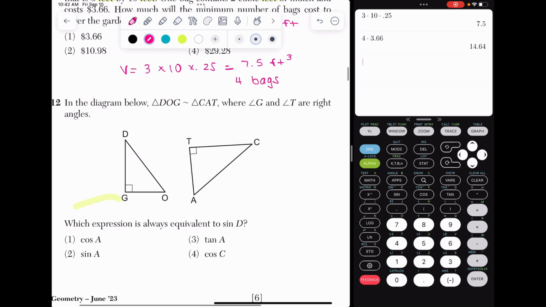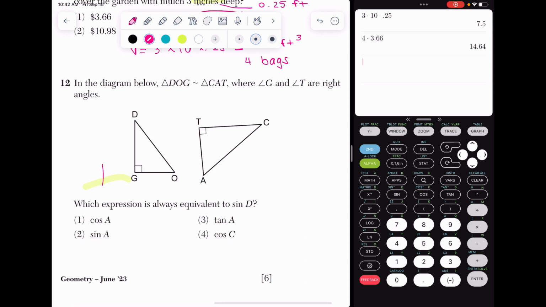All right, the last one in this video, number 12. In the diagram below, triangle DOG is similar, notice the symbol there, similar to triangle CAT. G and T are right angles. Which expression is always equivalent to the sine of D? Okay, so this question is a little tricky because we're combining two different concepts here. We're talking about similar triangles, and we're also talking about cofunctions, which means the sine of an angle is equal to the cosine of its complement.